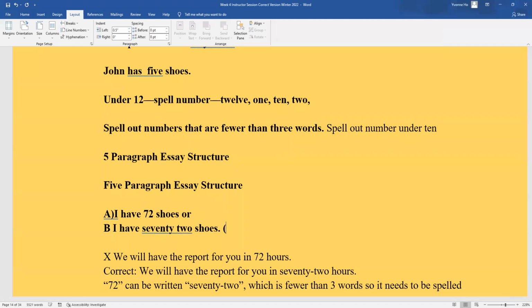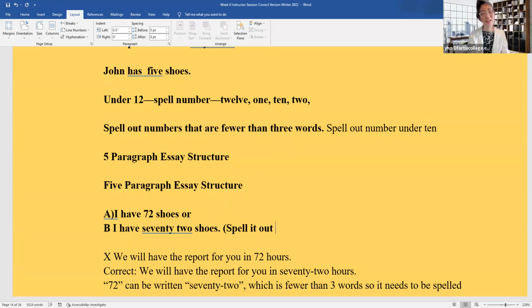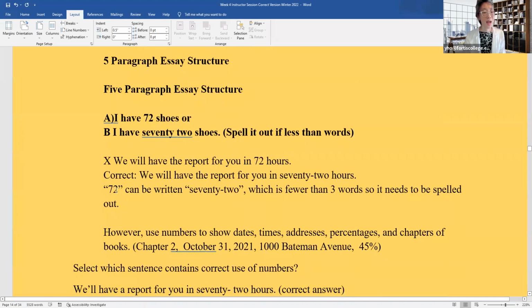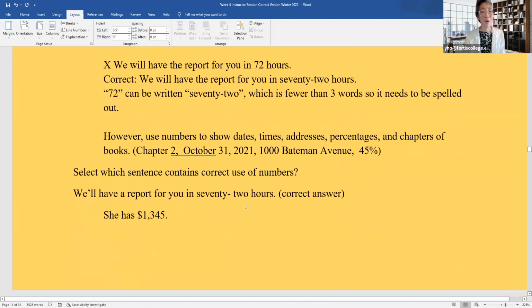Now I'm going to say this rule is different than when I grew up. Oh, I didn't get to the exceptions yet. Yes, there are exceptions. First I teach students the general rule, then we go into exceptions. So spell it out if less than 3 words. There are exceptions, but anyway, we will have the report for you in 72 hours. So 72 can be written out. However, we use numbers to show dates, times, addresses, percentages, chapters of books. If you want to use percentages, you can write 45%.